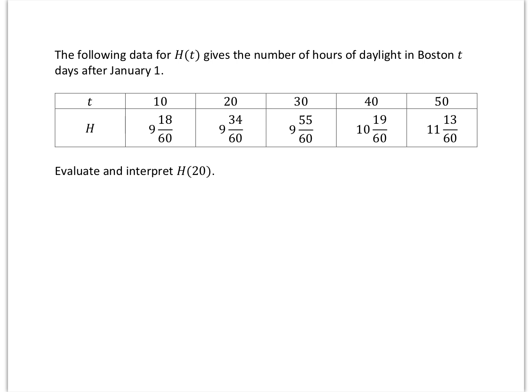So this is just straight function notation, algebra, no calculus for this question. h of 20 is just asking for the y value, or the h value, when t is 20. So we look in the t column, we find 20, and we give the h value, 9 and 34/60ths hours of daylight, 9 hours. I put these all in 60ths because then you can easily interpret it to minutes. So it's 9 hours, 34 minutes of daylight in Boston.